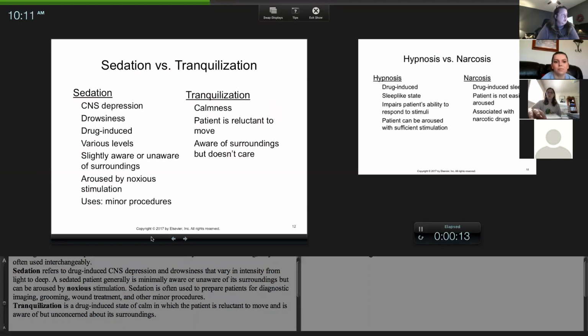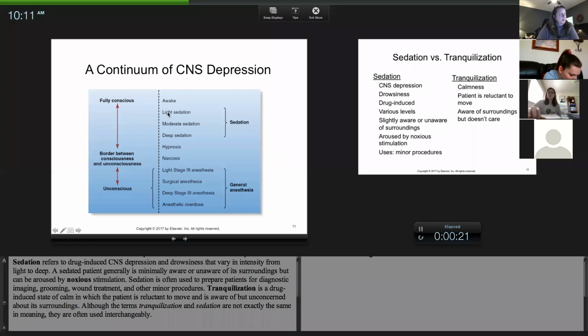Sorry, let me go back just a minute. So again, it's drug-induced drowsiness, at various levels. If you go back here, anytime you give a dog any kind of a sedative, any kind of a tranquilizer, depending on the dose, you're going to get somewhere in this sedative category, but they are still conscious. They're just dulled.